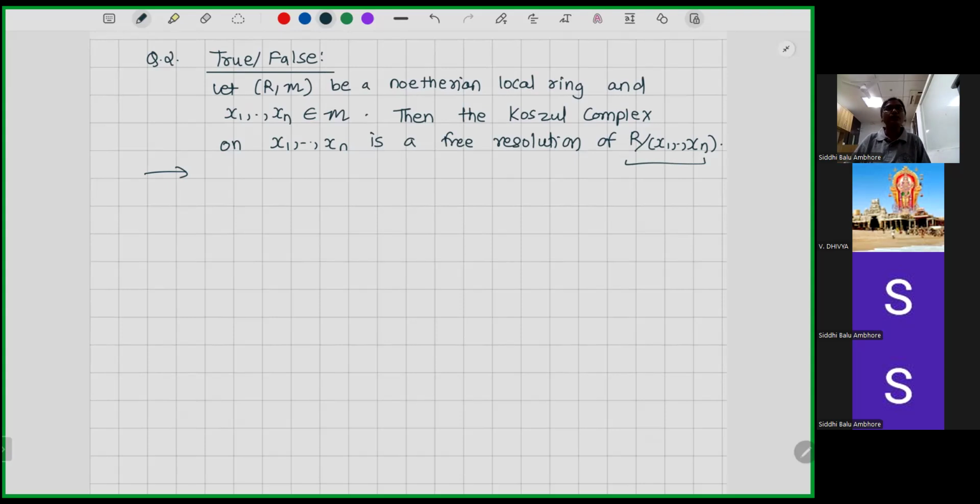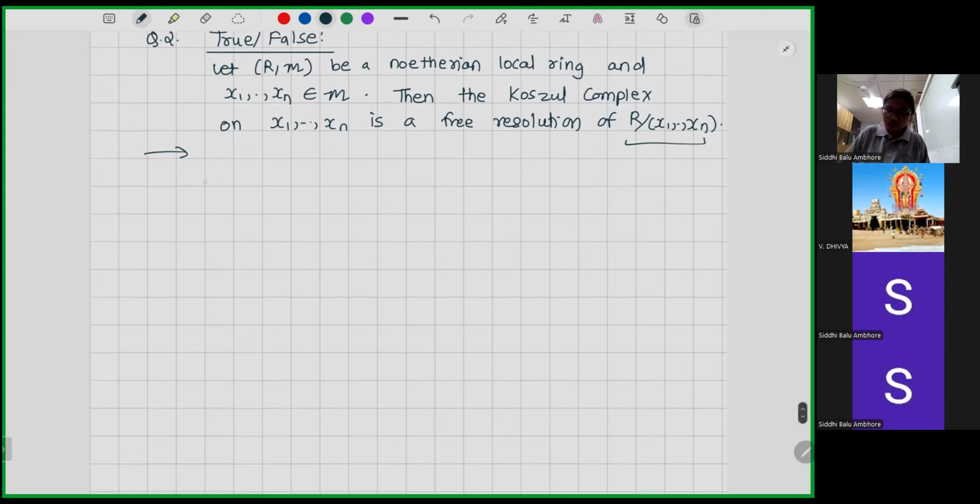So regular sequence, let me just, not regular sequence, sorry. Koszul complex, yeah. The Koszul complex, what is it? So let us define Koszul complex. To define Koszul complex, we first need to know what is mapping cone. So what is mapping cone?